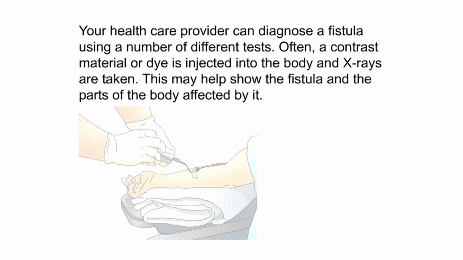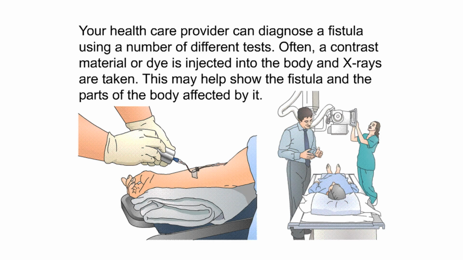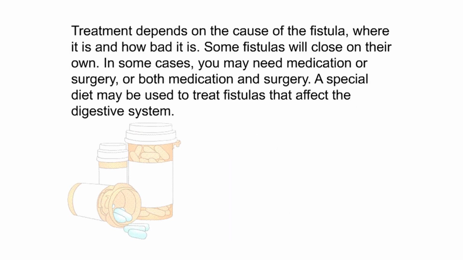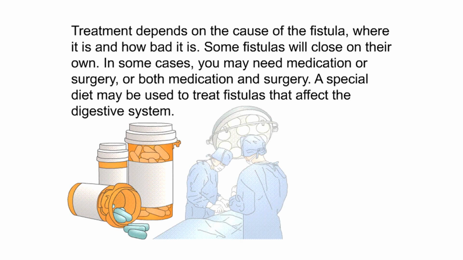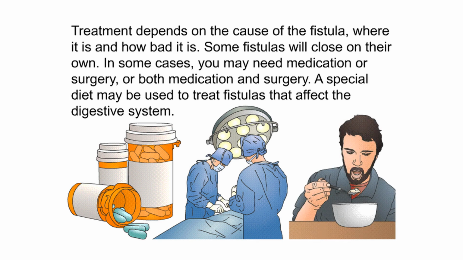Your healthcare provider can diagnose a fistula using a number of different tests. Often, a contrast material or dye is injected into the body and x-rays are taken. This may help show the fistula and the parts of the body affected by it. Treatment depends on the cause of the fistula, where it is, and how bad it is. Some fistulas will close on their own. In some cases, you may need medication or surgery, or both medication and surgery. A special diet may be used to treat fistulas that affect the digestive system.